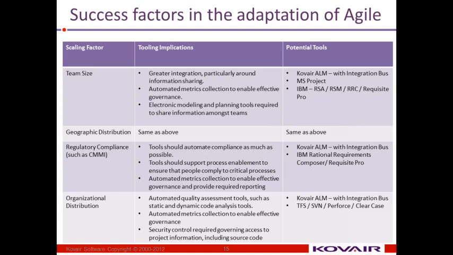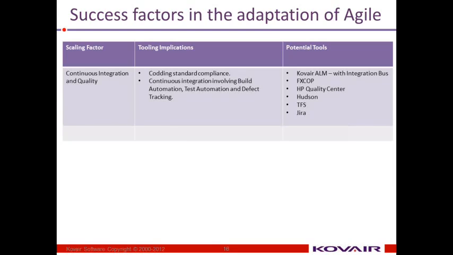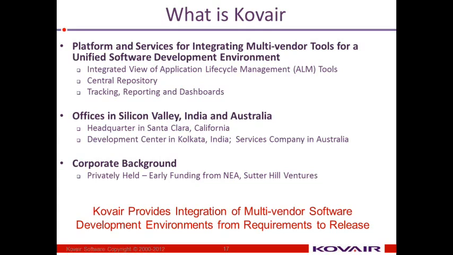So there, once again, the tools that could be applied are Kovair ALM with integration bus, then Team Foundation Server, Subversion, Perforce, ClearCase. These are some of the tool choices for configuration management and source control. Then for continuous integration and quality, once again, you have a whole bunch of tools in the industry, FxCop, HP Quality Center, Hudson, TFS, Jira, that deal with different areas of continuous integration and quality, and you could use Kovair Omnibus Integration Bus to integrate them.